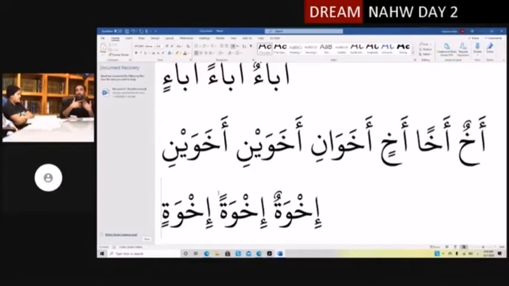So Abu was used for nicknames, and it doesn't have to be that your child is going to be mentioned after that. Abu Jahl is called Abu Jahl because he was so ignorant that he became ignorance man. That became his horrible nickname.